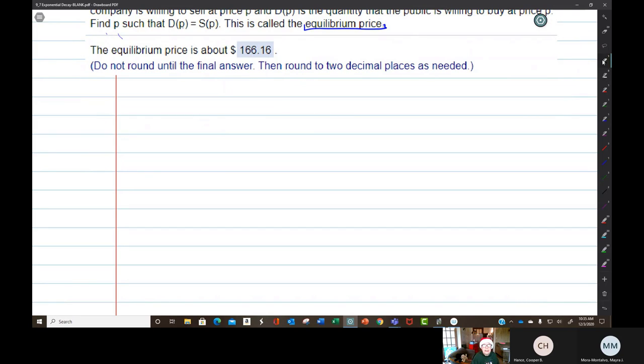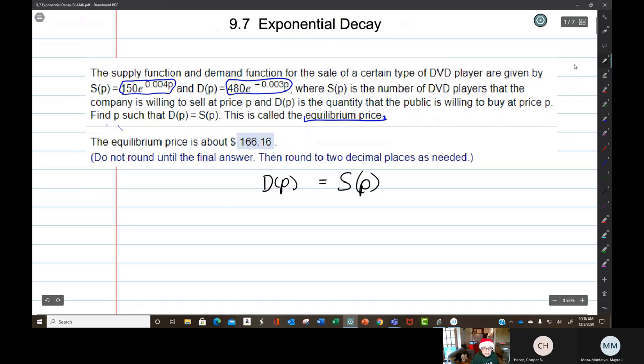All right, so we are going to set this up the way they say to set it up, and that is D of P equals S of P. Now, D of P is 480 times e to the negative 0.003 P. There are already too many zeros. S of P equals 150 times e to the 0.004 P. And what we have to do now is solve for P.